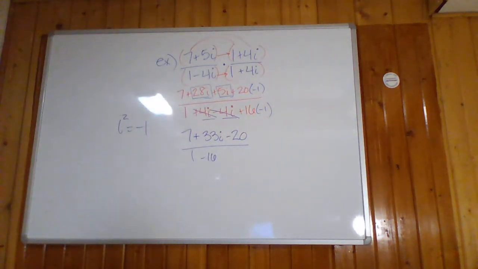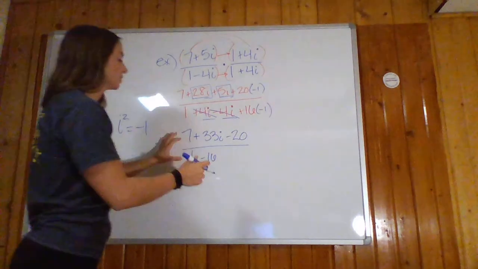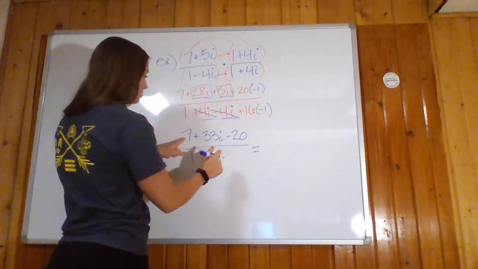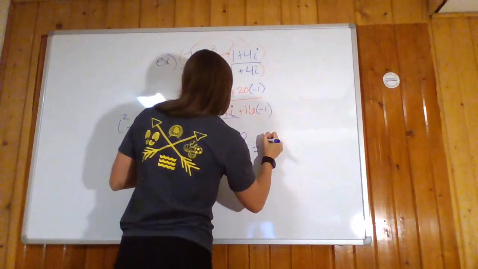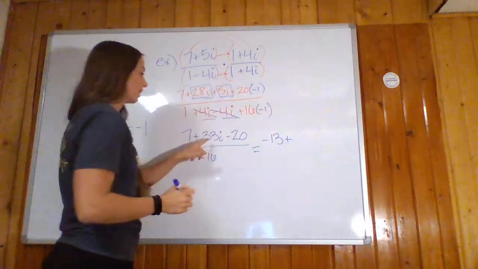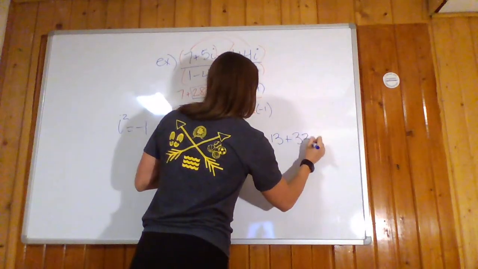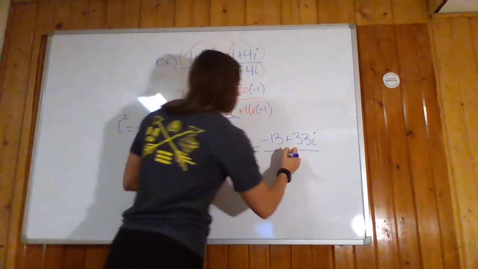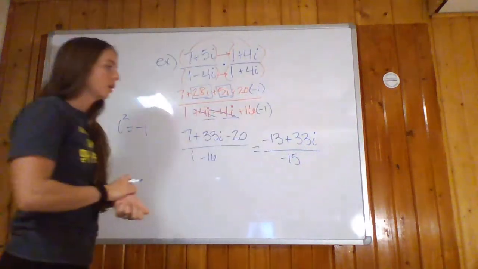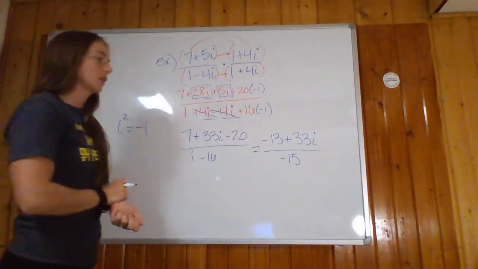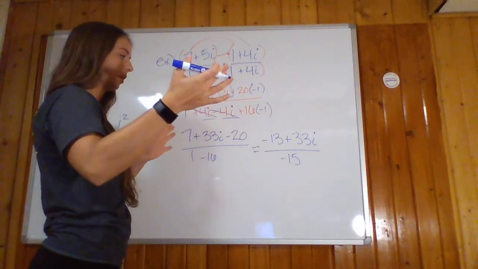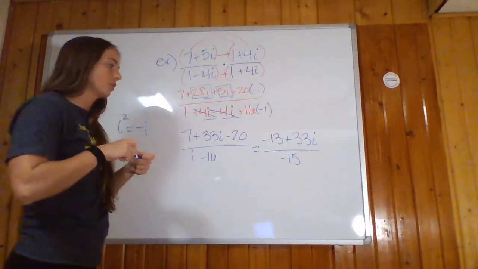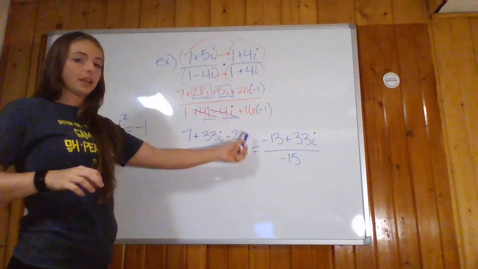Okay, the very last step I have to do here is just combining these last two constants together. So 7 plus negative 20 gives me negative 13, still added on to this 33i. And in my denominator, I have 1 minus 16, it gives me negative 15. Okay, at this point, if I could cancel anything, I could split up this numerator over denominator and numerator over denominator to try to cancel anything out if I wanted to. But this is the point that I'm finally simplified down.